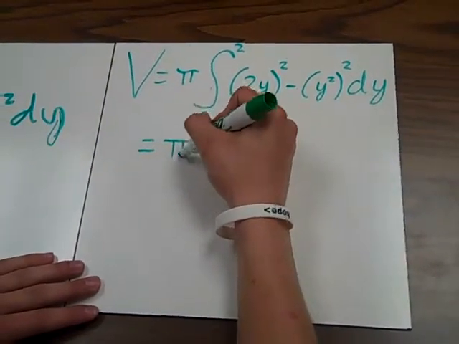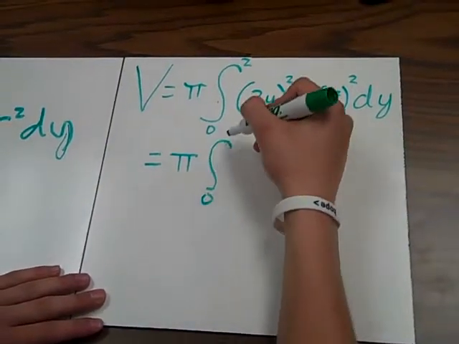So it's going to end up being 4y squared minus y to the 4th dy.